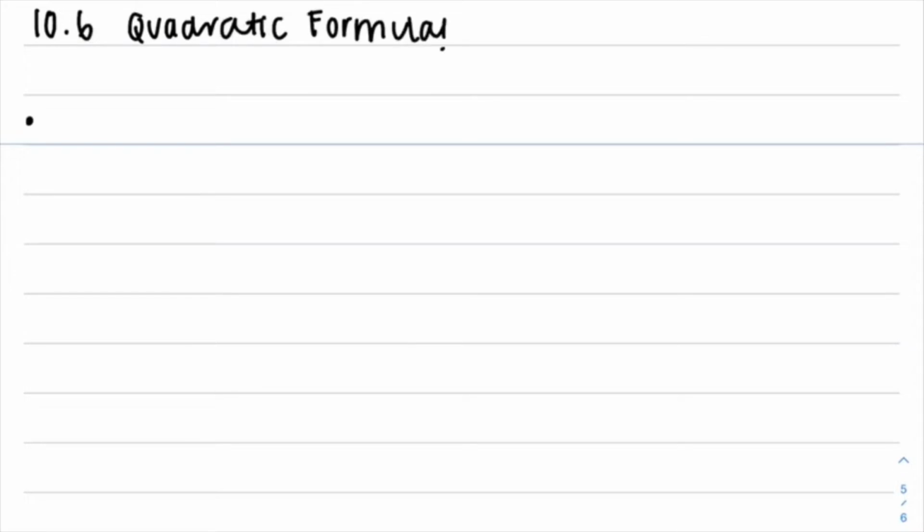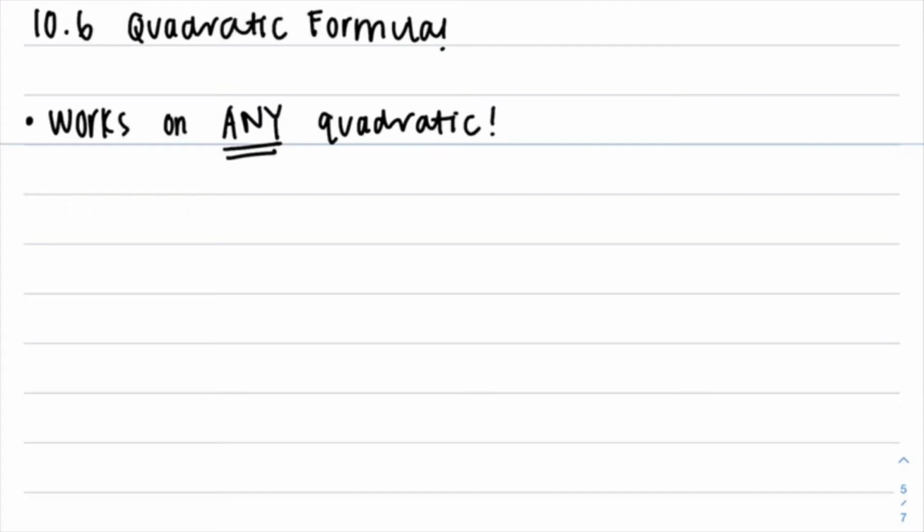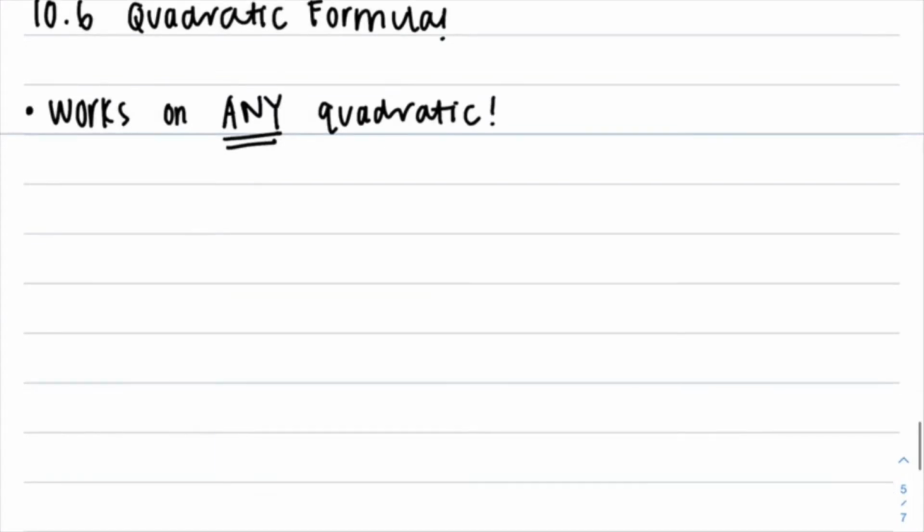So let me go ahead and write that down for you. So this is 10.6 in case any of you guys are following along with our notes. This is quadratic formula. All right, and I'm going to note here that it works on any quadratic. So that is exciting. Here is the formula.